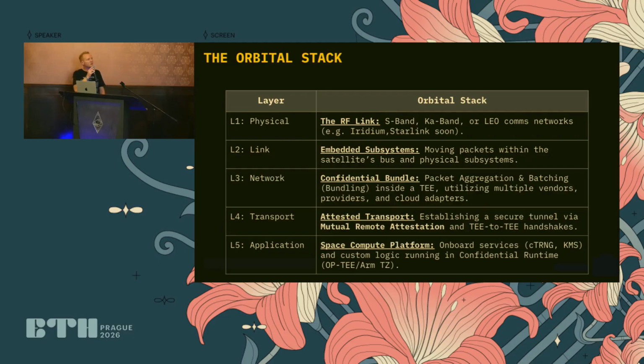Then we have the transport layer, which on our side we call attested transport. Basically, what we get is a secured connection between a TEE on Earth and a TEE in space. And again, we will jump into it very soon. And on the application layer, we have our platform, what we have on the satellite, which has its own services and things like that. So we need to find our way within the satellite, within our compute unit.